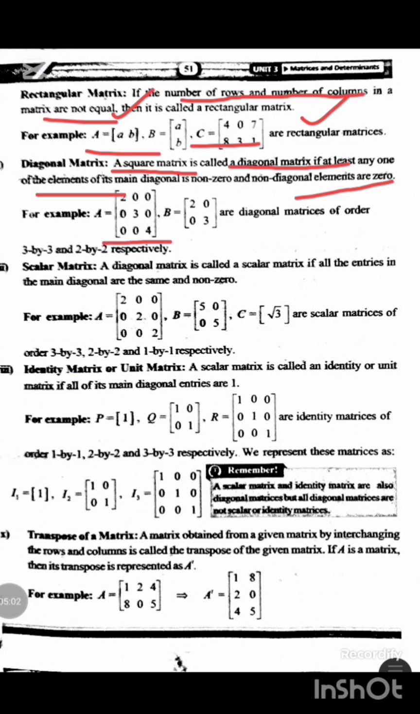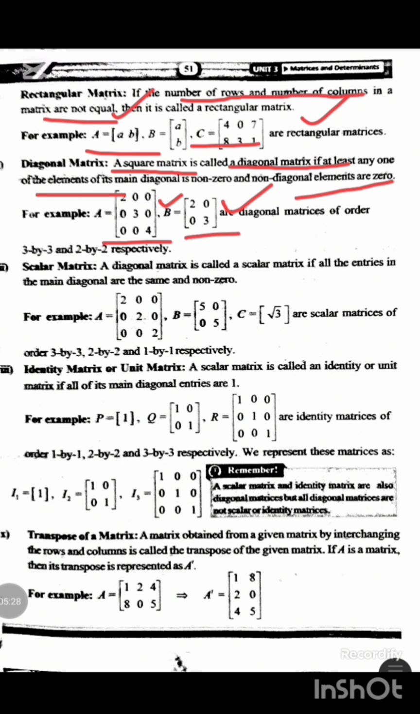For example, we have matrix A: 2 0 0, 0 3 0, 0 0 4. You can see the main diagonal entries are 2, 3, 4 and all these are non-zero. All remaining entries are 0. So this is called a diagonal matrix. In the same way, you can see we have matrix B. Main diagonal entries are non-zero and remaining non-diagonal entries are 0. So that's why this is also a diagonal matrix.